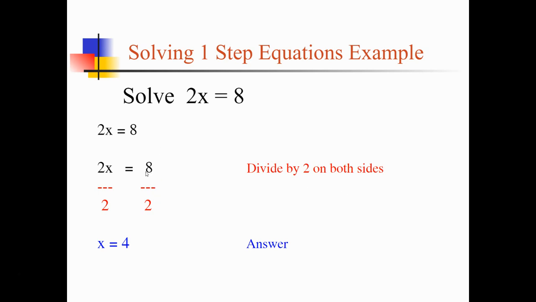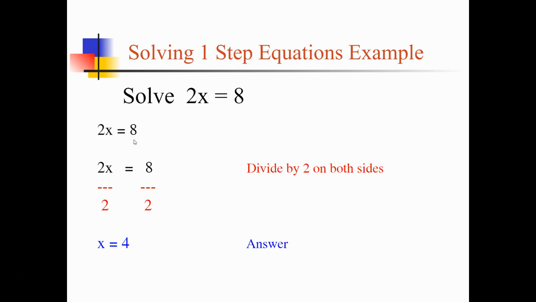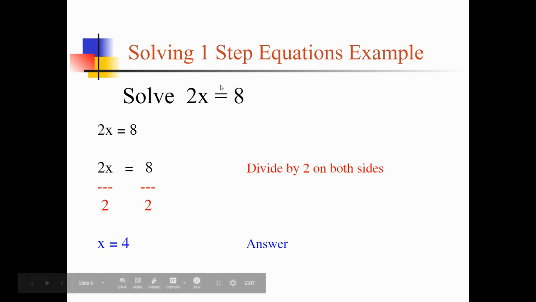So you have the number 8. So you're going to divide 8 divided by 2, which gets you 4. So your answer will be x equals 4. Now let's check that. If you do 2 times 4, do you get 8? Yes, you do. You get 8. So the answer is correct. X equals 4 for this one-step linear equation.